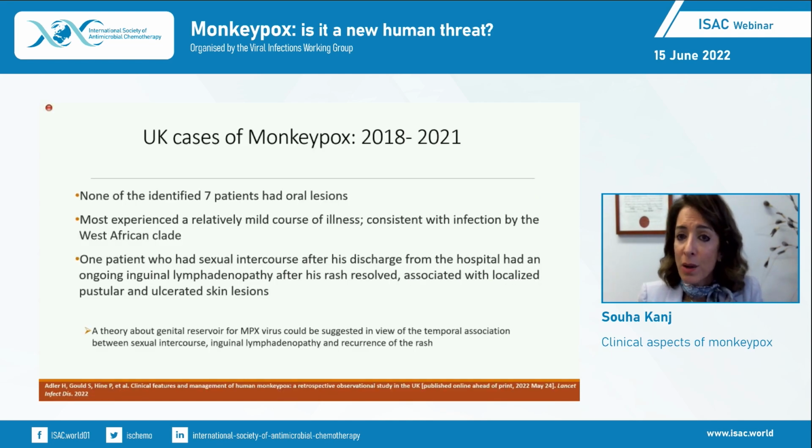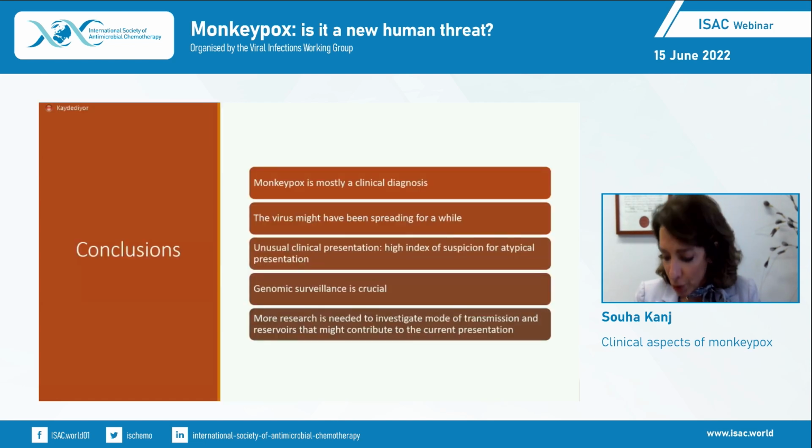In the UK cases of monkeypox, none of the identified 7 patients had oral lesions, and most experienced a relatively mild course of illness consistent with infection by the West African clade. I think, to stay with my allocated time, I will come to my conclusion.